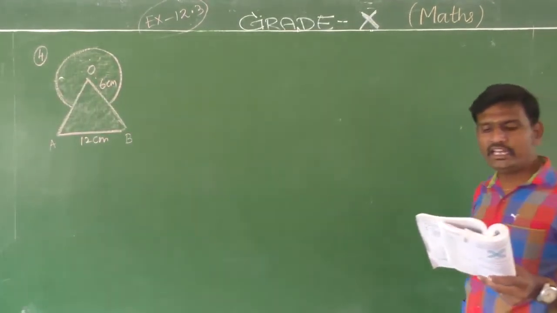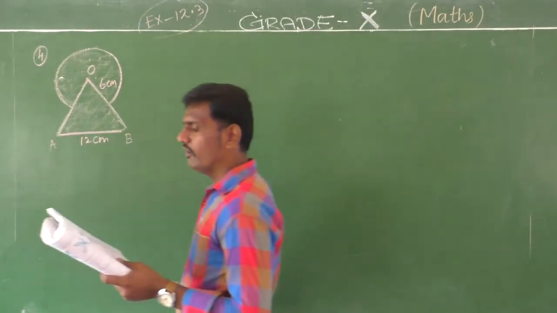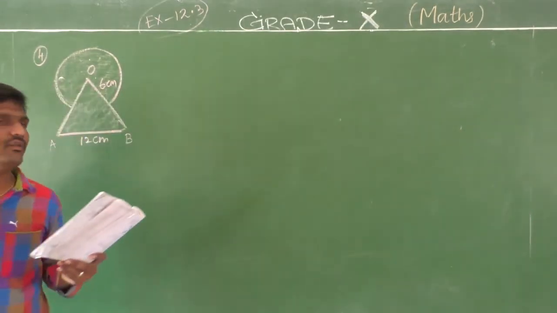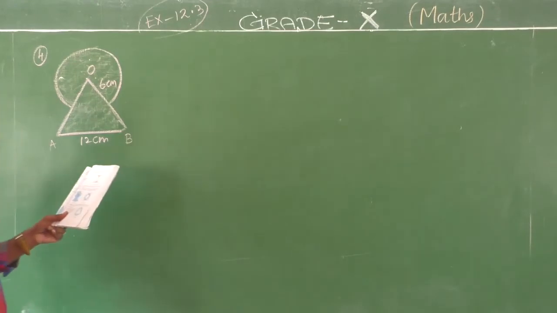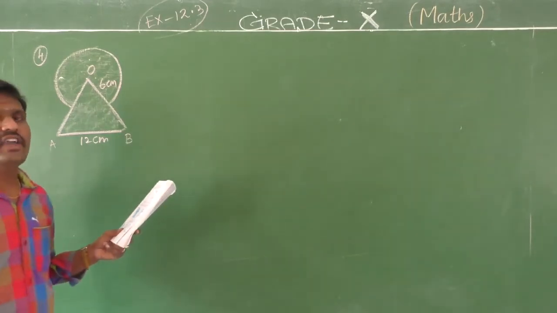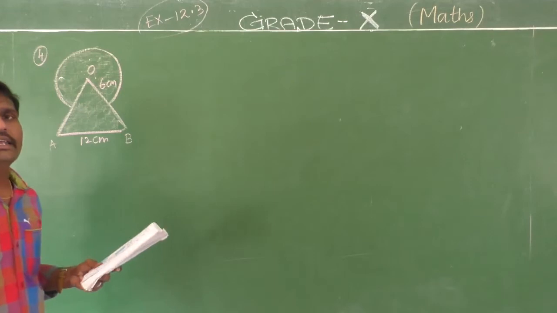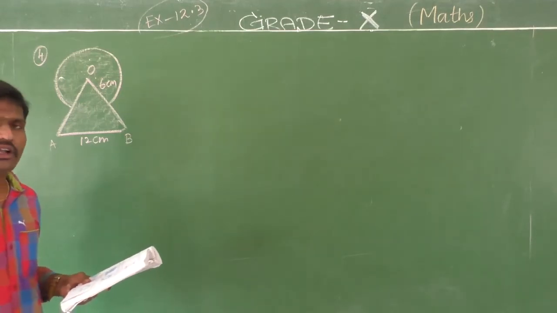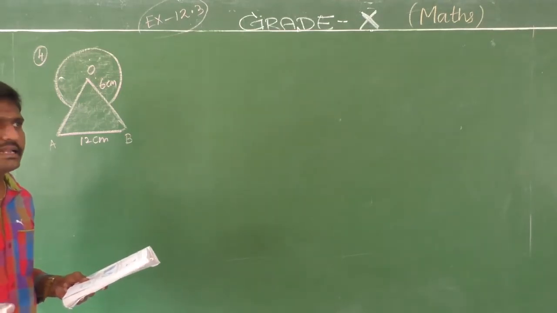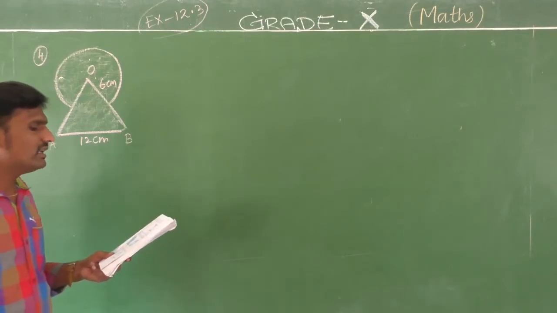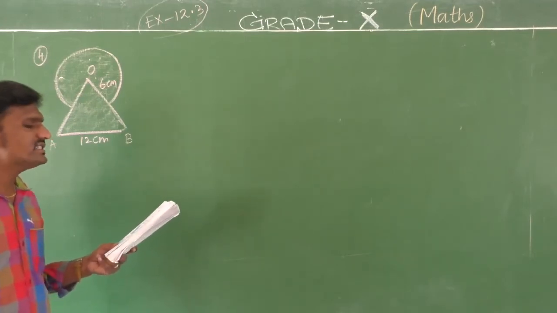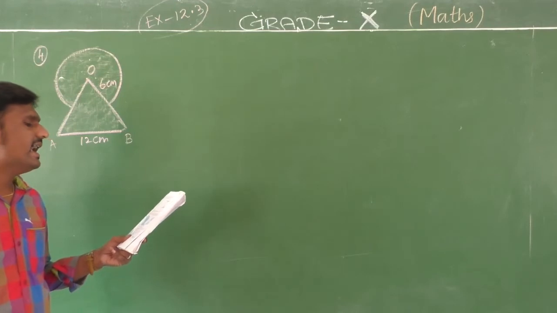Find the area of the shaded region in the figure, where a circular arc of radius 6 cm has been drawn with the vertex O of an equilateral triangle OAB of side 12 cm as center. Equilateral triangle means, you know student, all the sides are equal.